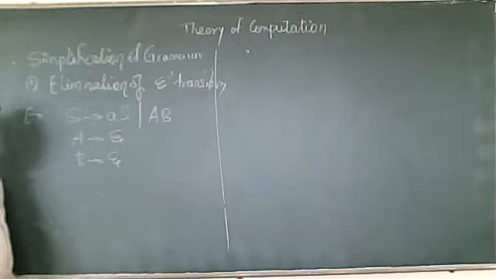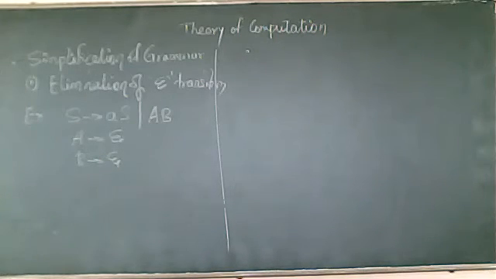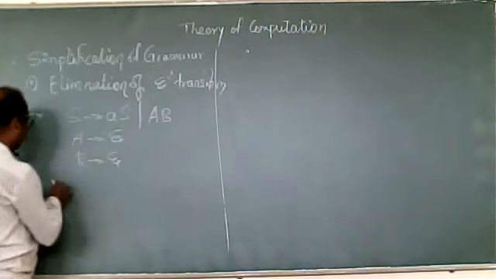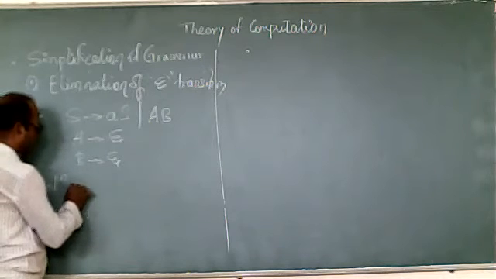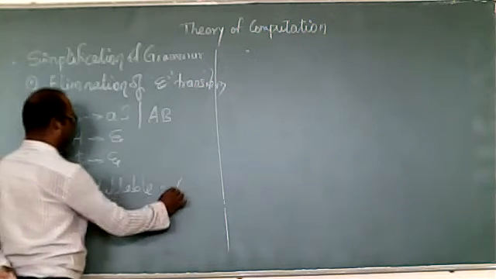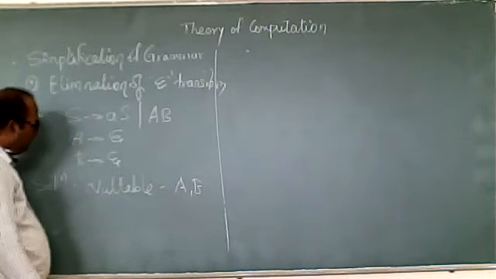So this is the next example. Now we will solve this next example. Solution. Now the nullable variables are A and B.